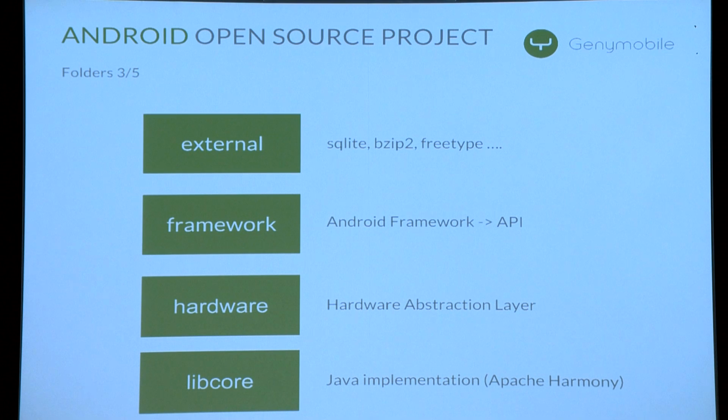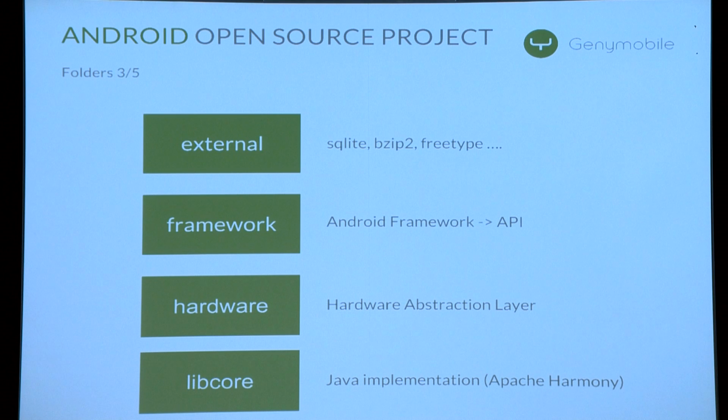Another big directory is the external one. As I said, Android is made of several external projects. For example, SQLite, bzip, FreeType, and so on. Android uses a lot of them, so you will find them in this directory. The framework one is where the API from Android is written. So anytime you write an application that makes a call to something in Android, it's implemented in this directory. There is the hardware directory, we'll talk a bit about that later, but it's all the things that are specific to the hardware.